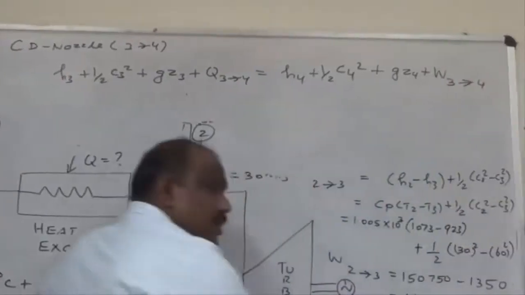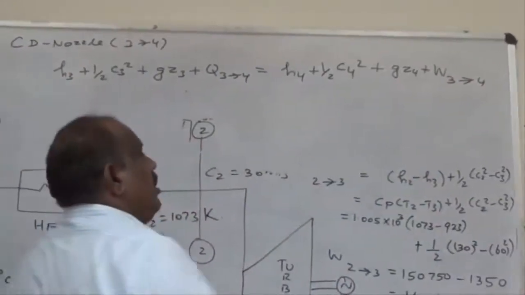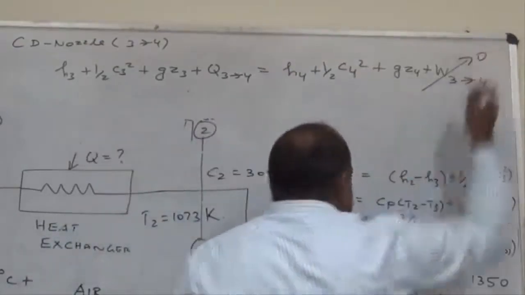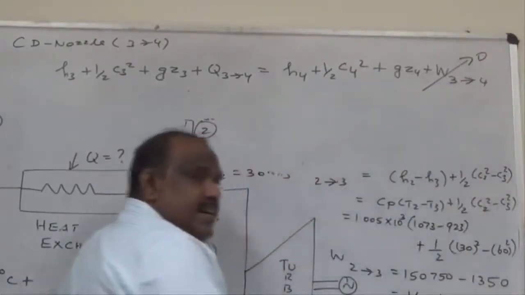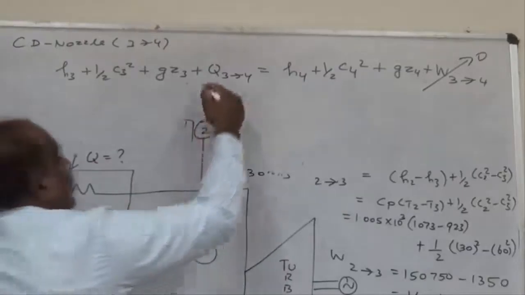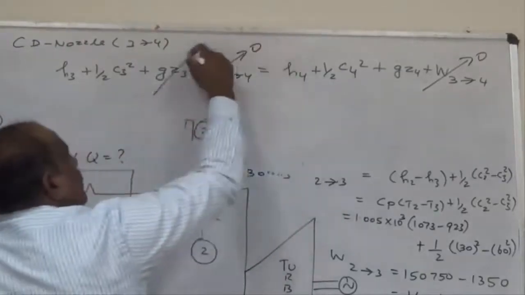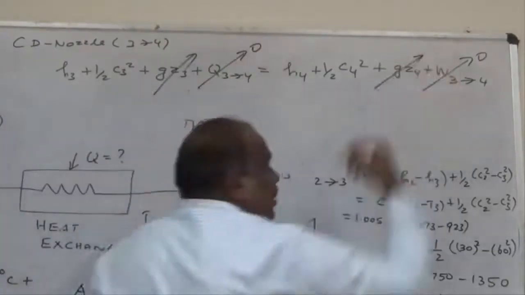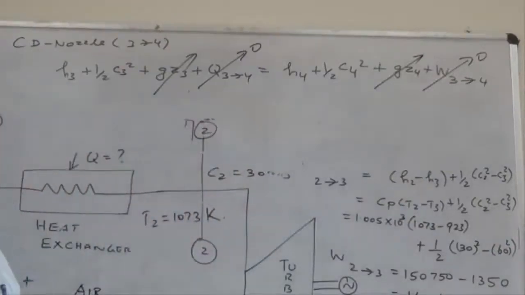Does the nozzle have any moving components? No. So W is 0. Also, I assume the nozzle is perfectly insulated. So what happened to Q? Q also 0. What will happen to Z3 and Z4? We assume they are about the same height. So Z3 equals Z4. So finally what will we end up with?